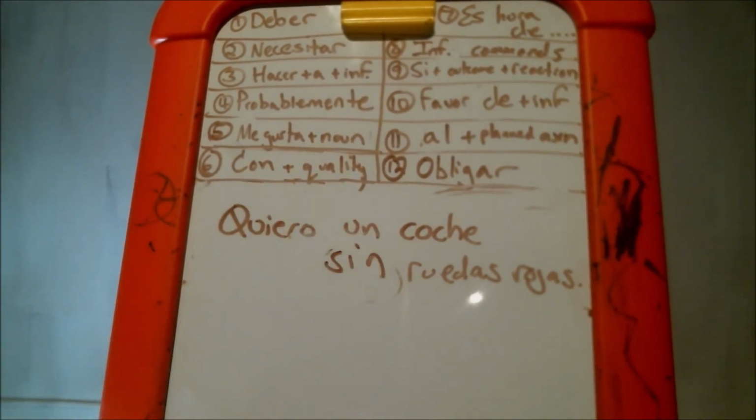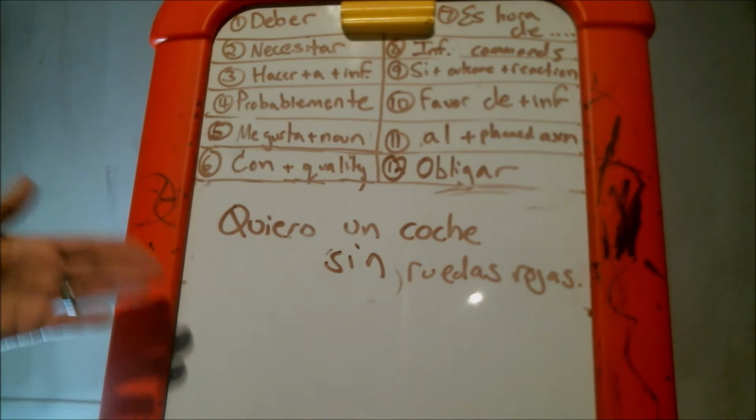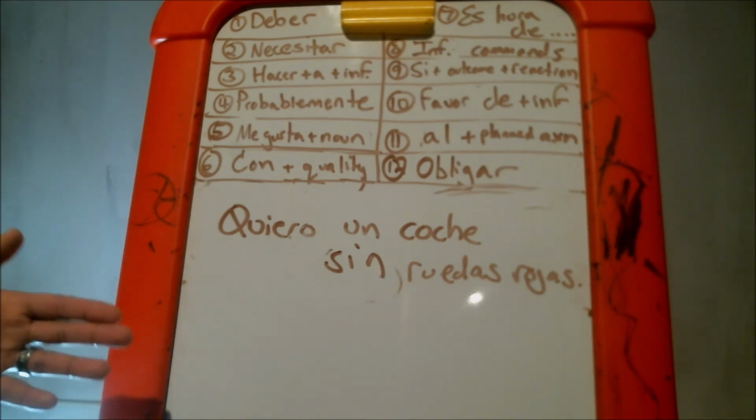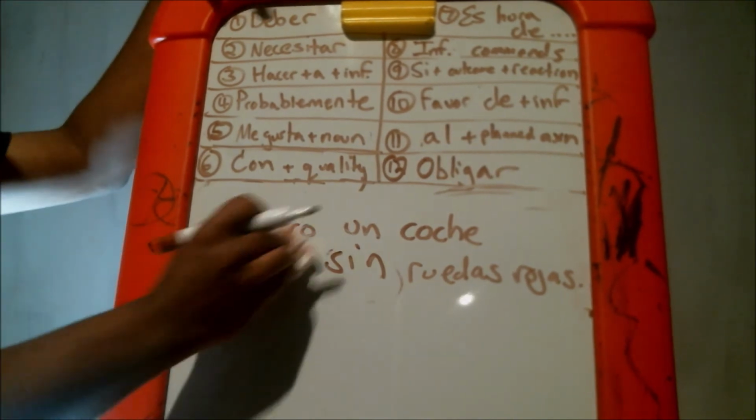Sin ruedas rojas, without red wheels. So I just hope that you guys understand the concept here. There are so many different tools that you can use at your disposal to get your point across, even if you forgot the subjunctive. Now let's move on here.